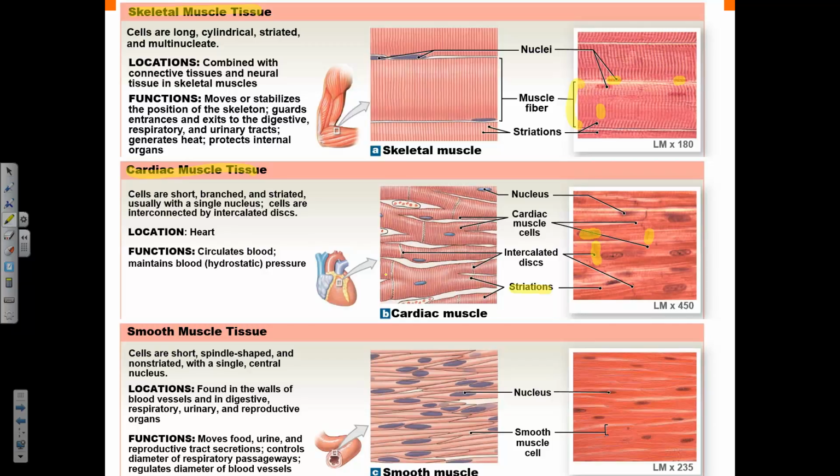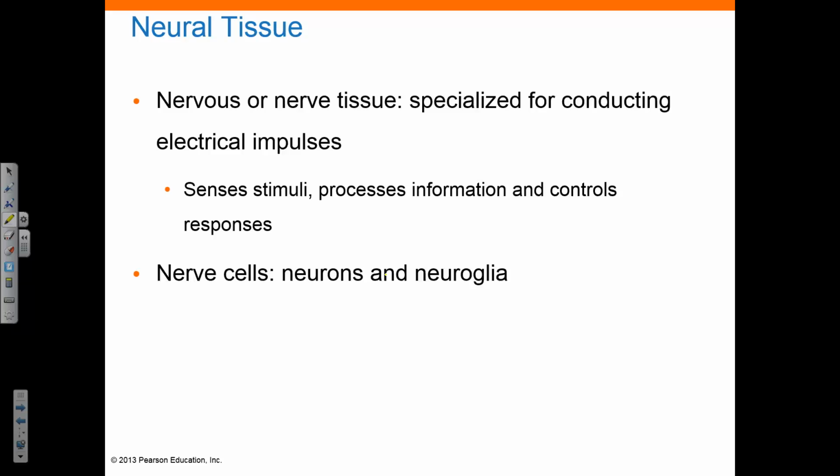So here you can see thin shaped cells with a single nucleus. We can kind of see that spindly shape that these muscle fibers take on there. Again, they're under involuntary control. The neural tissue, nervous or nerve tissue, is a specialized tissue capable of conducting electrical impulses.